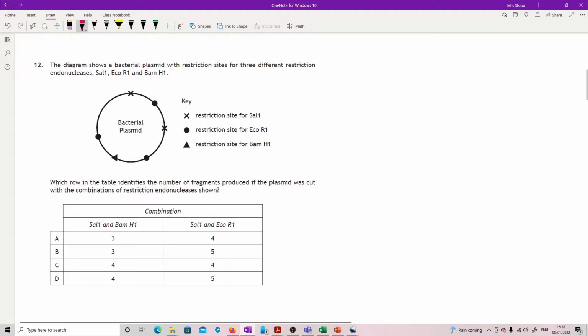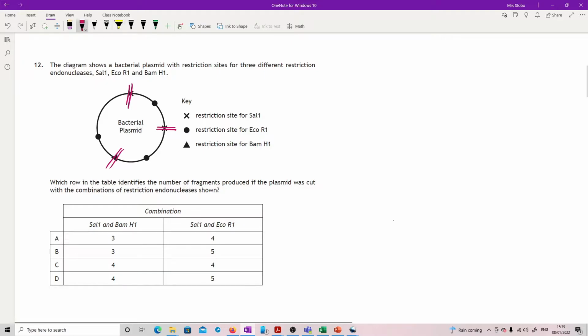Question 12. We have a bacterial plasmid with restriction sites for 3 different restriction endonucleases, SalI, EcoRI and BamHI. Which row in the table identifies the number of fragments produced if the plasmid was cut with the following combinations? To be honest, I don't think this is a difficult question. It looks a little bit difficult, but it's just cutting and counting. So let's do the first one, SalI and BamHI. SalI is the X, so I'm going to cut here and cut here. I'm also going to cut with BamHI, so I'm going to cut with that one there.